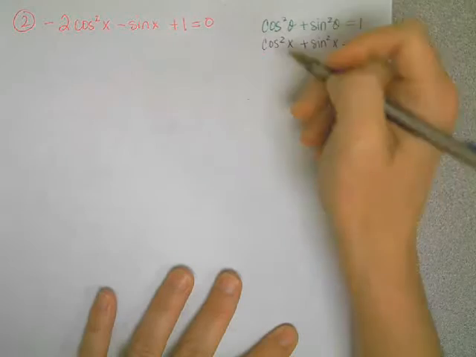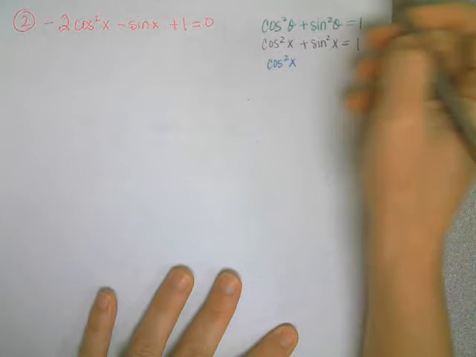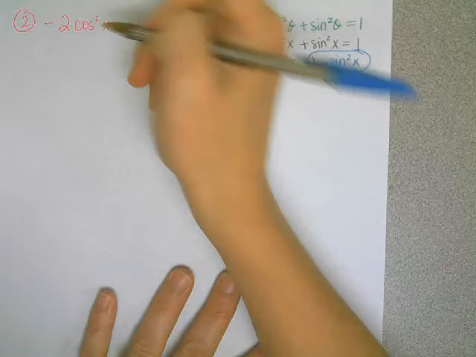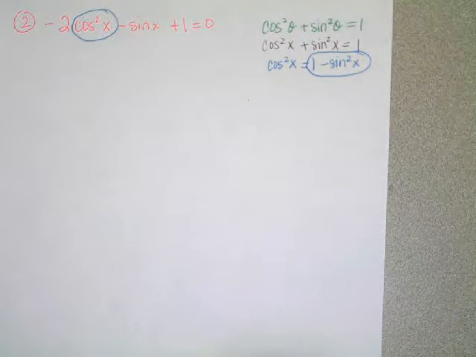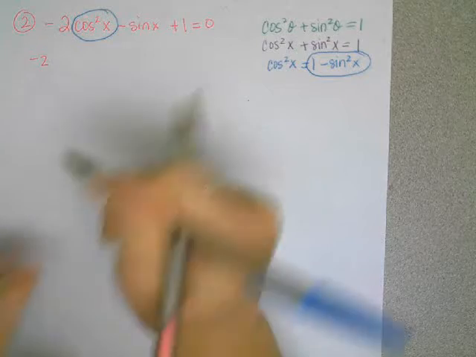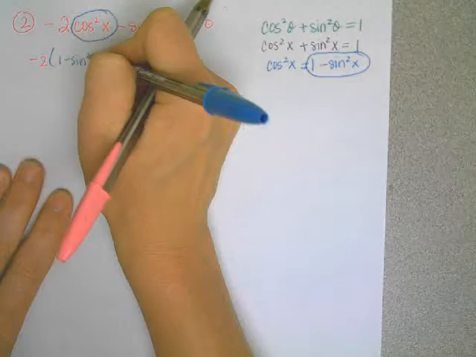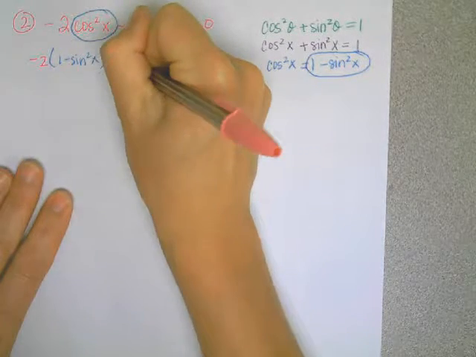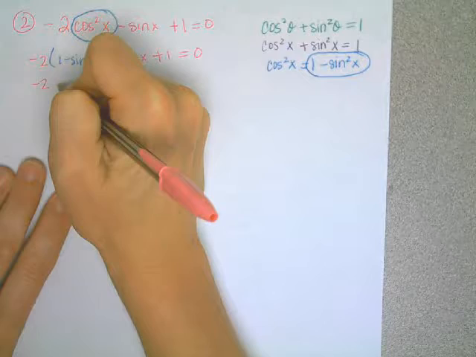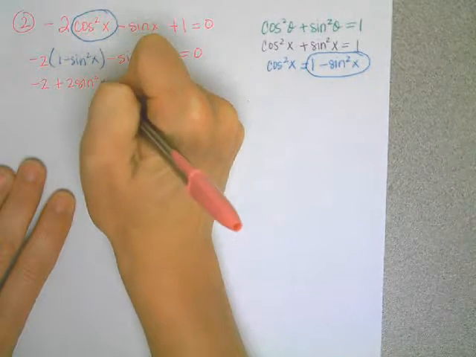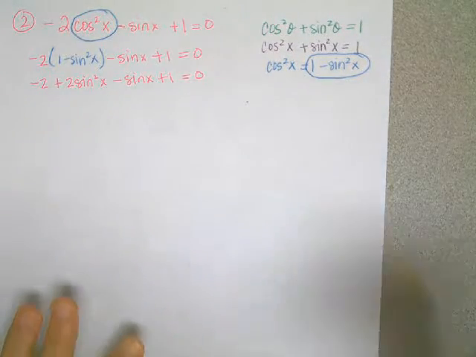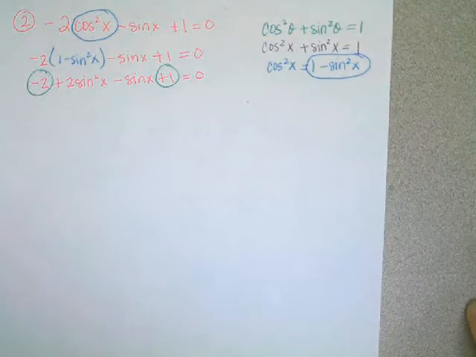If I were to solve for cosine squared, I would just subtract sine squared to the other side. I'm going to take this and I'm going to sub it in. How are you supposed to know to do that? Well, the more problems you do, the better you get. So negative 2, I'm going to insert 1 minus sine squared x, and then I'm going to continue my equation. Distribute, add like terms. I could combine negative 2 plus 1.